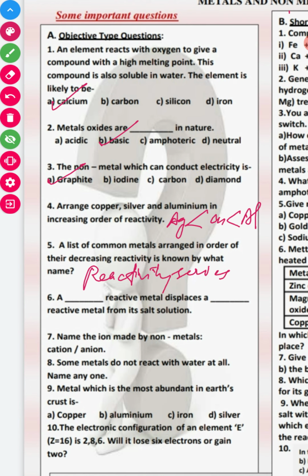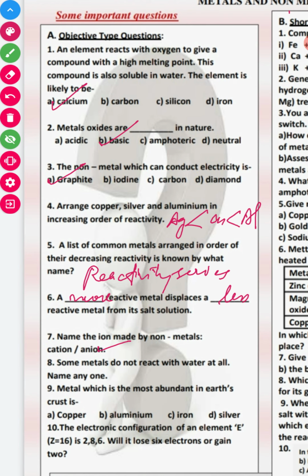Sixth: a dash reactive metal displaces a dash reactive metal from its salt solution. A more reactive metal displaces a less reactive metal from a salt solution. Name the ion made by a non-metal, cation or anion. Non-metals always make anions.